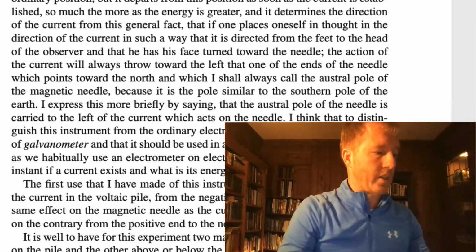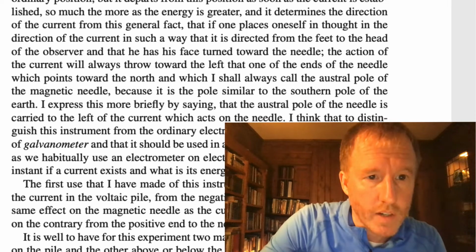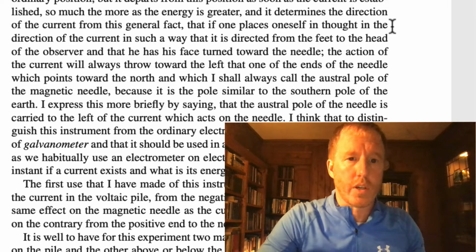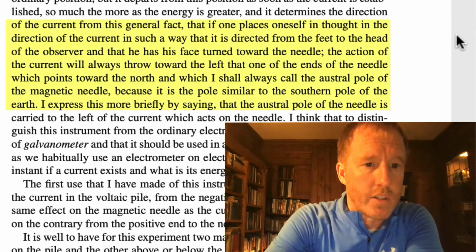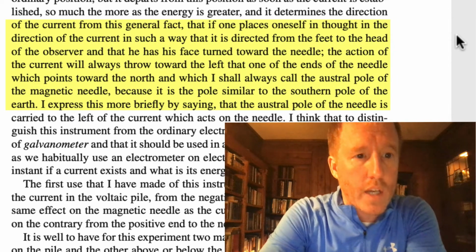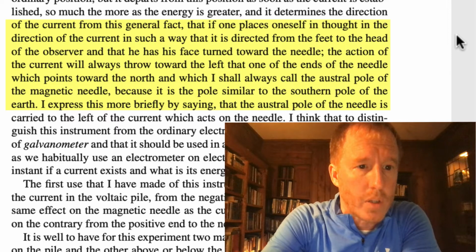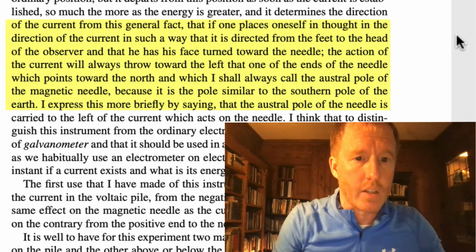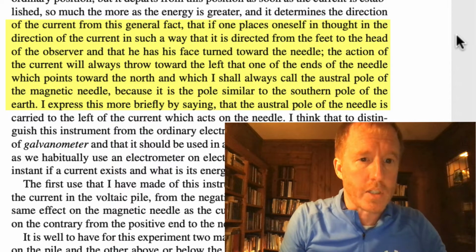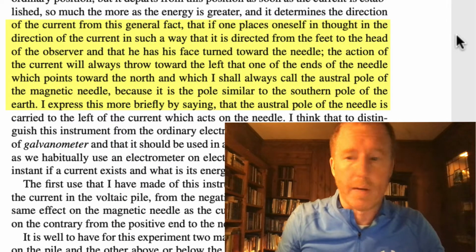And he uses this example. He says, let me see if I can find it, if one places oneself in thought in the direction of the current in such a way that it is directed from the feet to the head of the observer, and that he has his face turned toward the needle, the action of the current will always throw toward the left that one of the ends of the needle which points toward the north, and which I shall always call the austral pole of the magnetic needle.